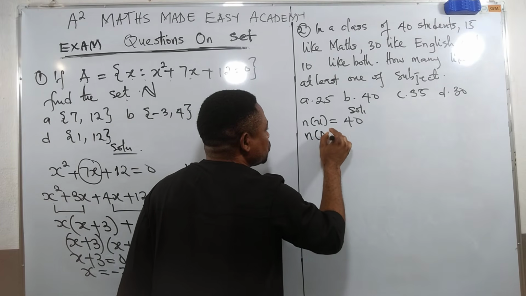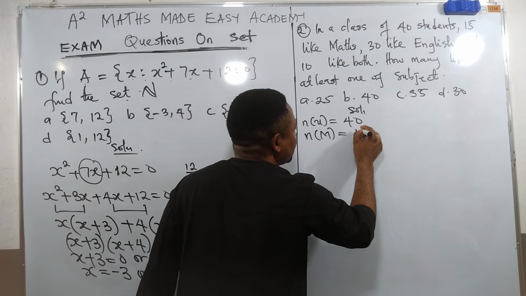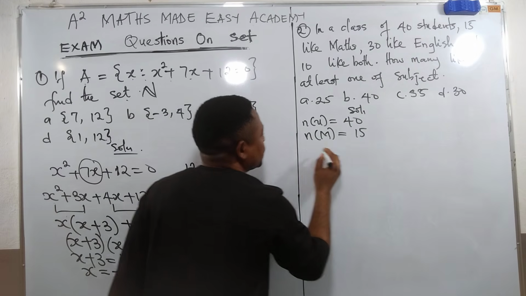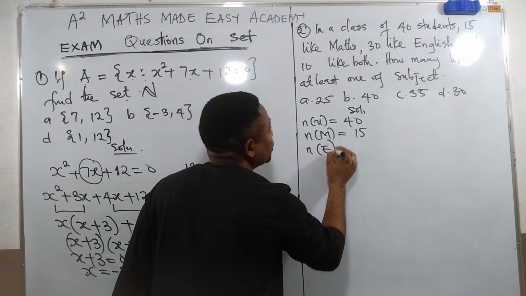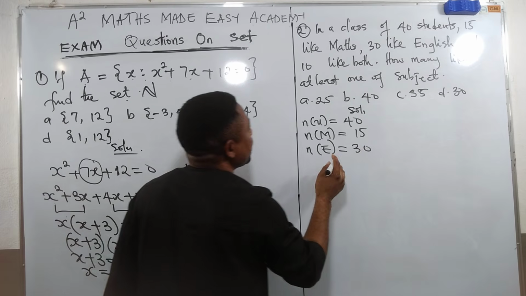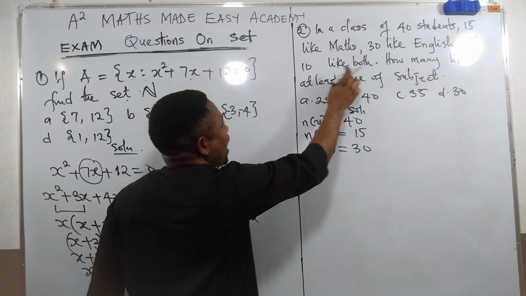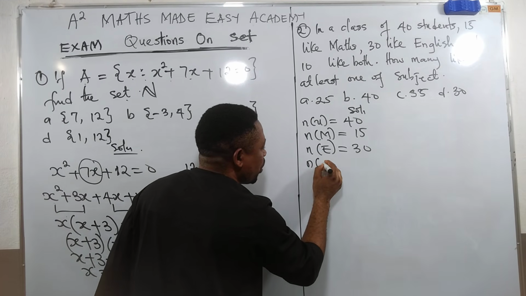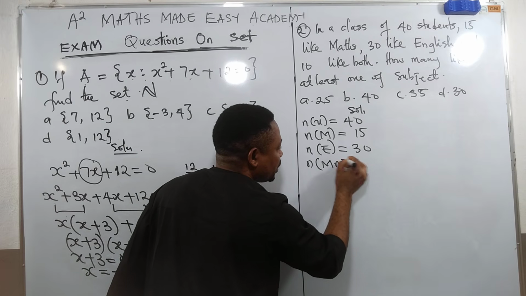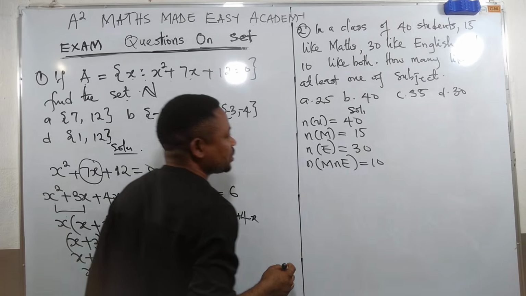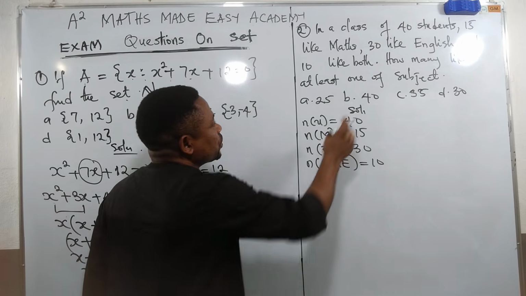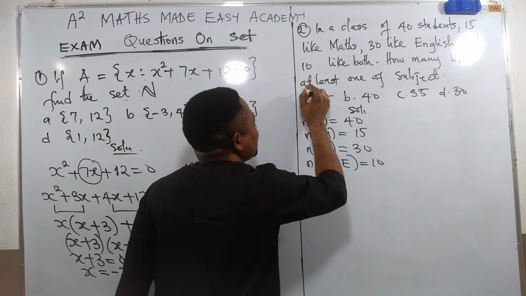Those that like maths, which is n, they are how many in number? 15. And 30 like what? English. Those that like English is how many? 30. Are you there? Now in summary, 10 like what? Both. Now watch. Both means maths and what? English. How many liked it? Is 10, right? Now what you are going to do now, the question says, how many like at least one?